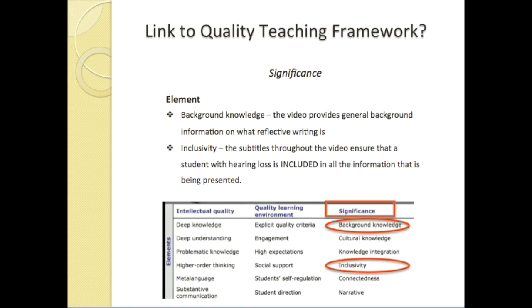In regards to the quality teaching framework, this differentiation relates to the dimension of significance and the element of background knowledge. The video provides the students with general background information on reflective writing. For a student with hearing loss, reading this information via subtitles also engages with the element of inclusivity, ensuring the student is included in the information being presented.